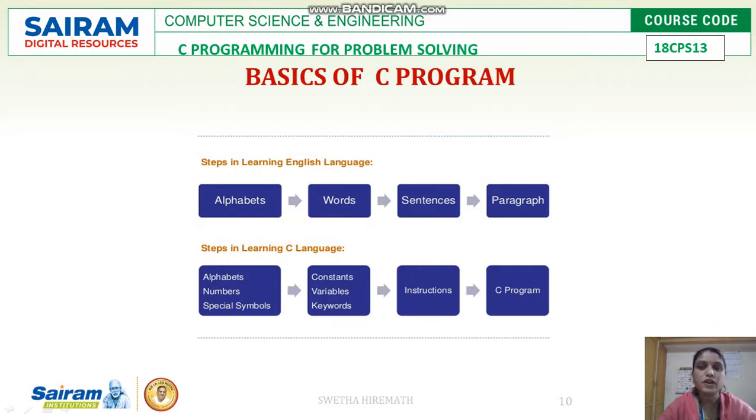In order to understand those basic things, we have to start with the alphabets, numbers, and special symbols. They are called the character sets of our C program. Once we are clear with the character sets, then we go with the tokens. Once the tokens are clear, then we go with the instructions, and the instructions together form the C program. That is the step by step procedure of learning C. So first we need to understand what the character sets of a C program are.